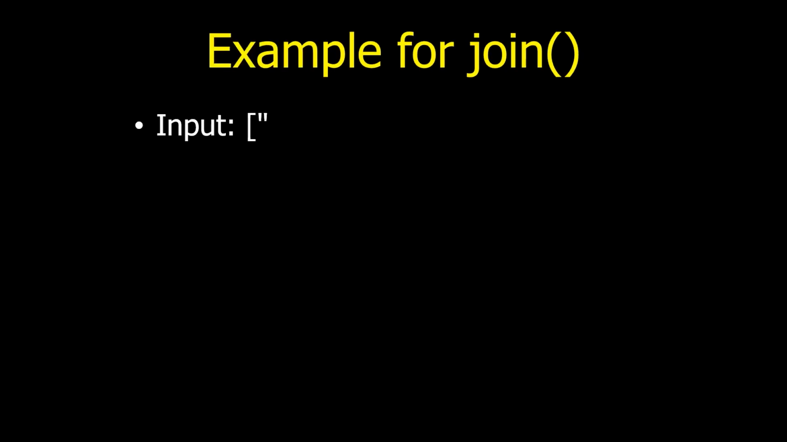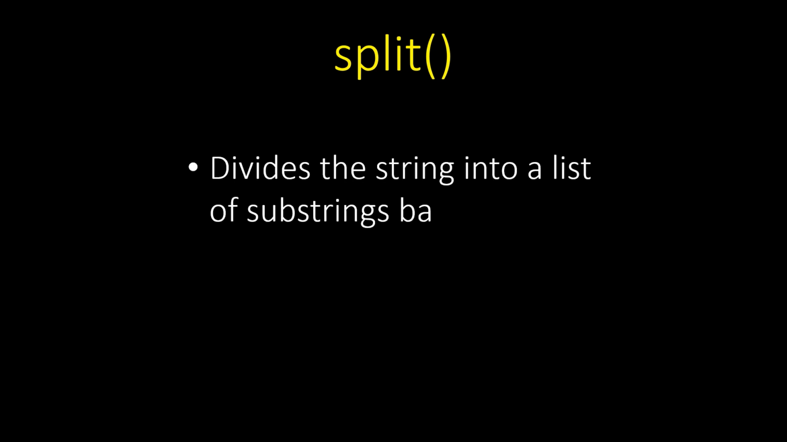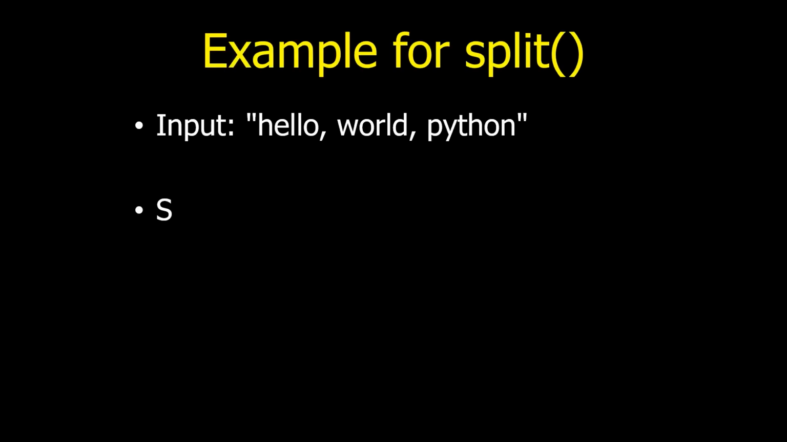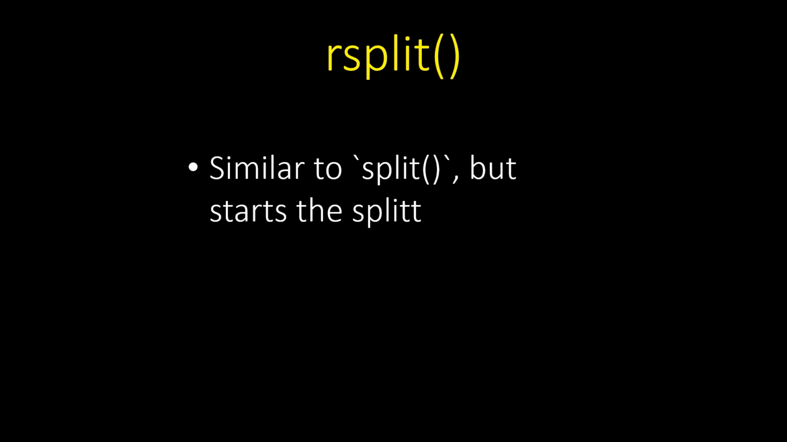Given a list of words, like hello, world, we can seamlessly join them into a single string, resulting in "hello world". In contrast, the split method does just the opposite. If you've got a single string, "hello,world,Python", and you want to separate each word, this method breaks them apart using a separator, such as a comma, turning it into a list: hello, world, Python.